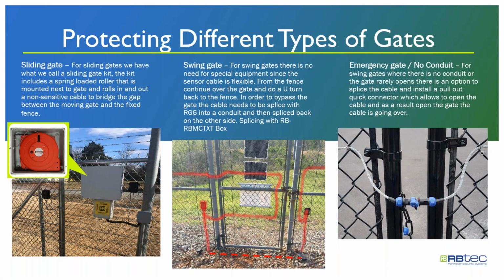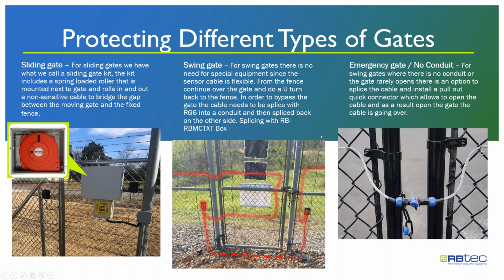Now regarding gates, for all of the other systems, the Wall Alert, the Mic Alert, and the Ironclad, we have three solutions for the gates. So for a sliding gate, we have a retractable spool. It's more like an extension cord that reels in and out with the gate and allows the cable to be non-sensitive between them, but sensitive on the fence and sensitive on the gate. So the cable that pulls out from this kit is non-sensitive, just to connect the two parts.